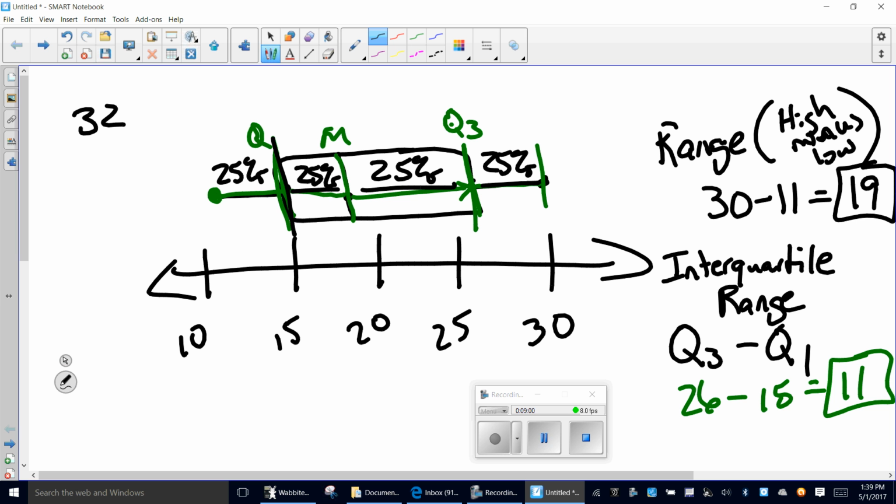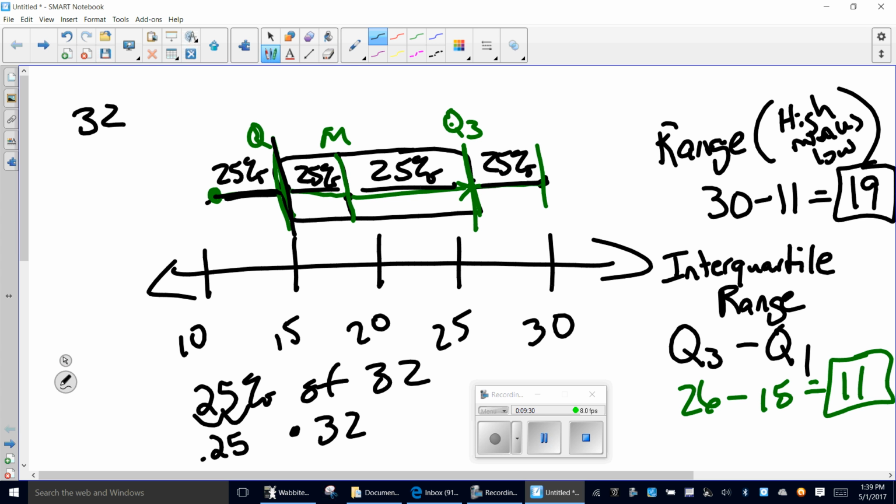25. Everybody agree? 25% below 15, right here. If I say what percent, it's 25. But I said how many? It's 25% of how many total numbers in this data set? 32. So how do you work with percentages? First, you move it 2 spots and make it 0.25. What's "of" mean? Times 32.